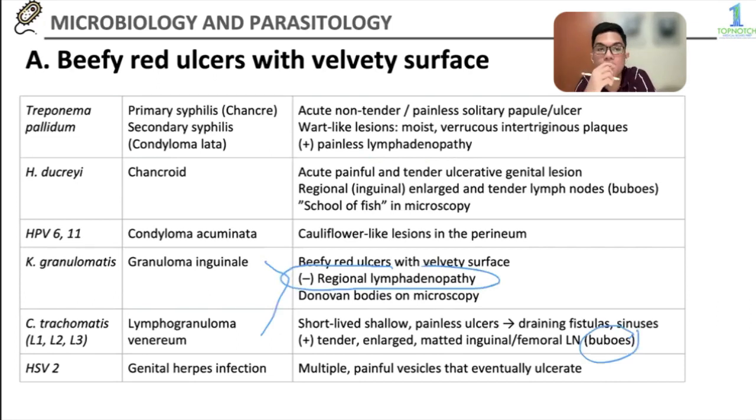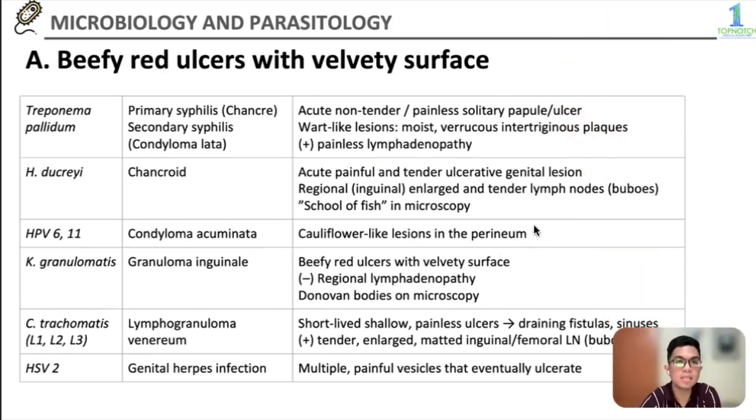Actually, buboes are the more prominent feature in lymphogranuloma venereum. It's caused by C. trachomatis, serovars L1 to L3. It may cause then draining fistulas and sinuses. Pero meron siyang buboes. And HSV2 naman has multiple painful vesicles that may ulcerate. So yun yung some differences ng lesions that ulcerate in the genital tract.